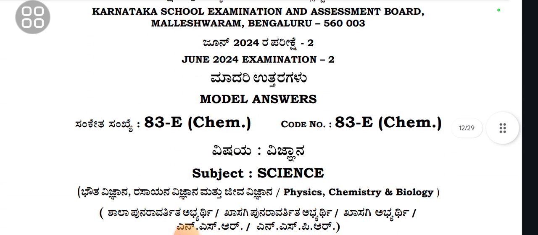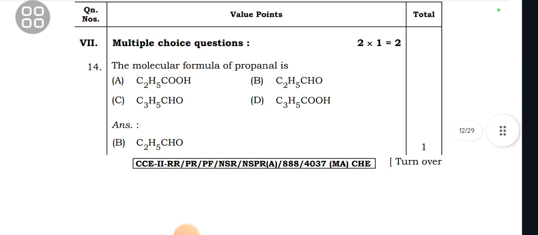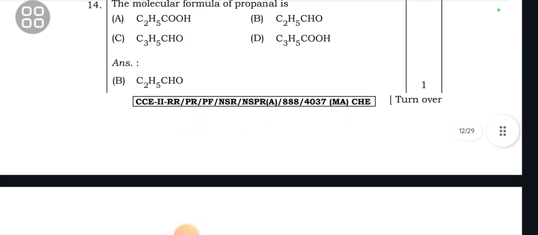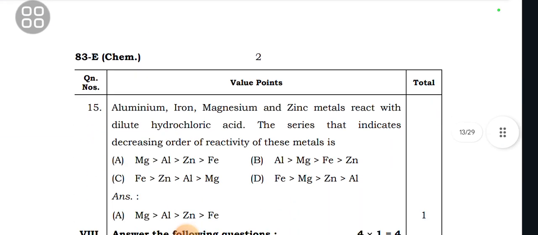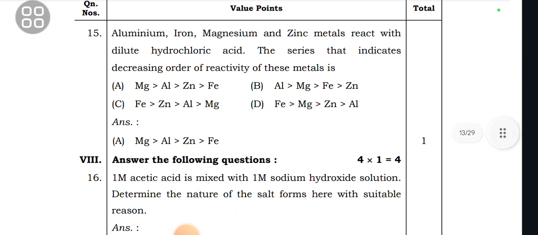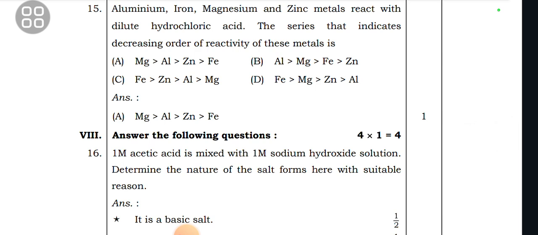Coming to the chemistry section, the molecular formula of propanal is, you can see option B is correct, C2H5CHO. And how the aluminum, iron, manganese, zinc metals react with dilute hydrochloric acid. This series indicates decreasing order of reactivity of the metals. You should know the series of reactivity of the metals.